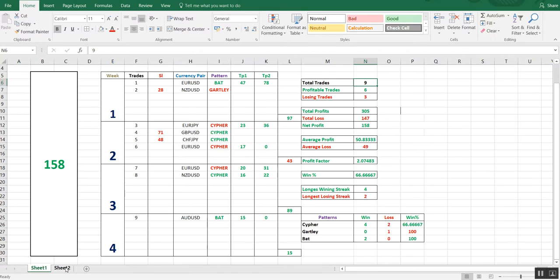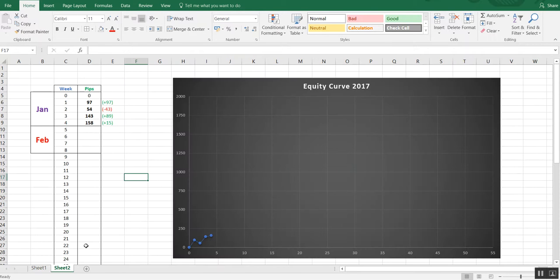So anyway, looking at the equity curve. This is the equity curve. I've made a little bit of changes on the equity curve. I'm going to be putting the months on this side. So as you can see, month of January, first week, 97 pips. Second week, we lost 43 pips. The third week, we made 89 pips. Fourth week, we made 15 pips. So all this adds up to about 158.